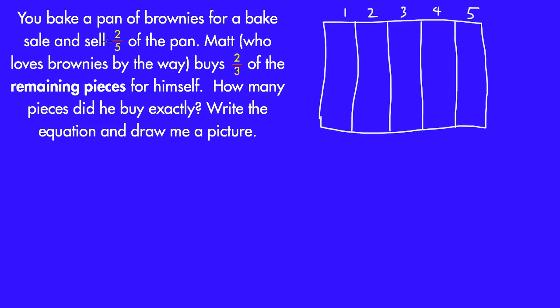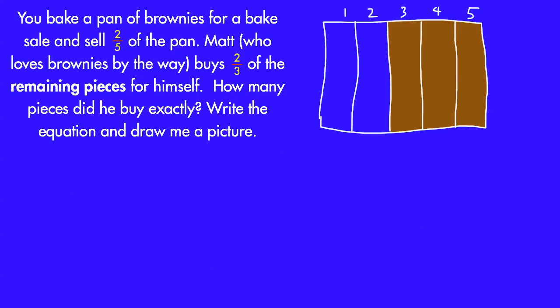It says we've sold 2/5 of the pan, so we're not going to shade in 2/5. Let's shade in 3/5 of the pan, since we've sold 2/5. Here we go, 1, 2, 3. Or maybe I should change the color, brownies aren't green. Silly Matt. Let me get a brown color in here. Here's 1, 2, and 3.